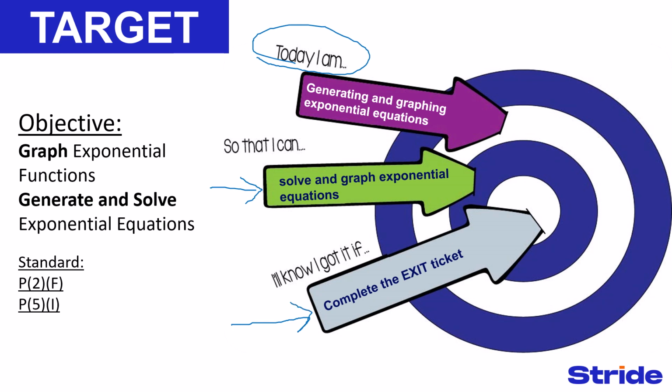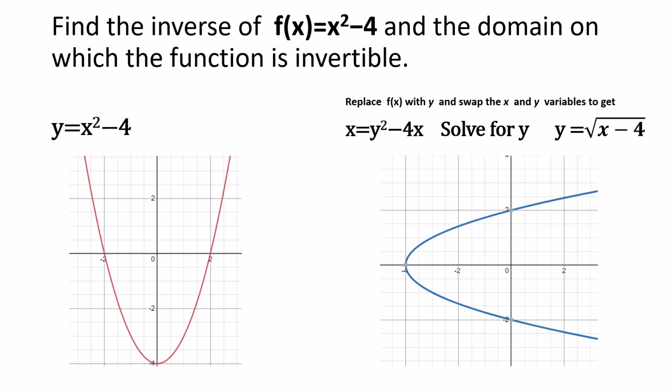But that's not enough. You need to get into the course, start taking notes in your own handwriting, because we have the last unit, and you know notes are extra credit. And I do not take typed notes unless you've spoken to me about that first. We're going to start with the inverse of f of x equals x squared minus 4, and the domain on which the function is invertible.